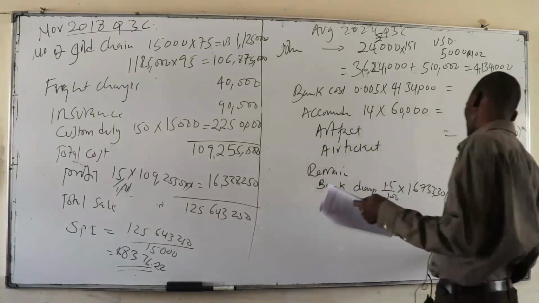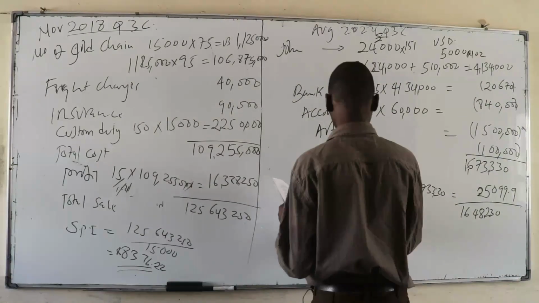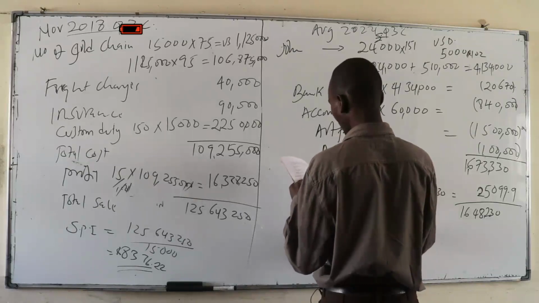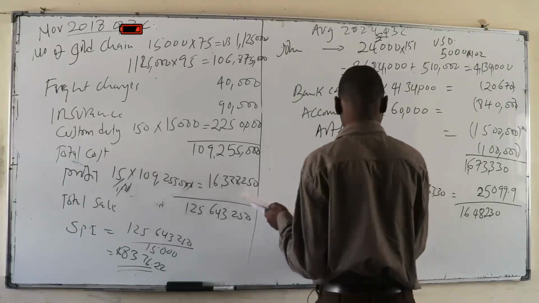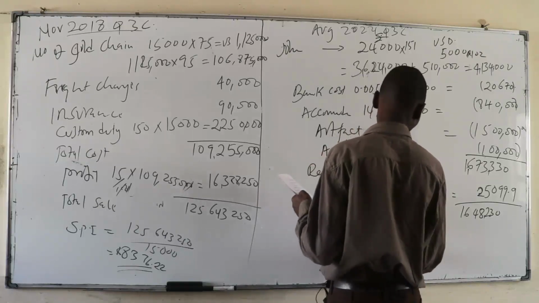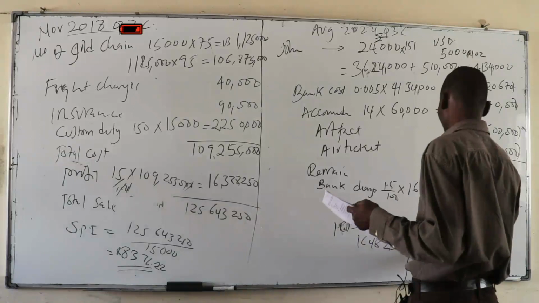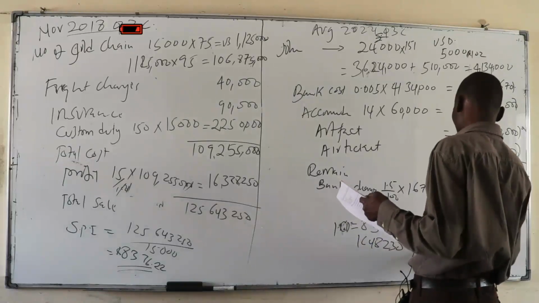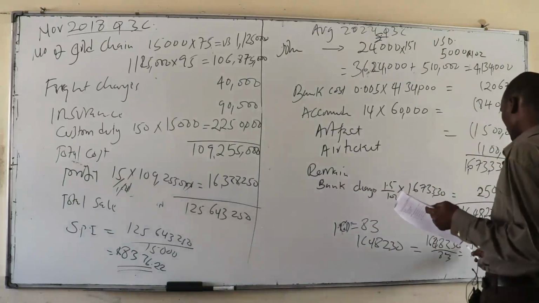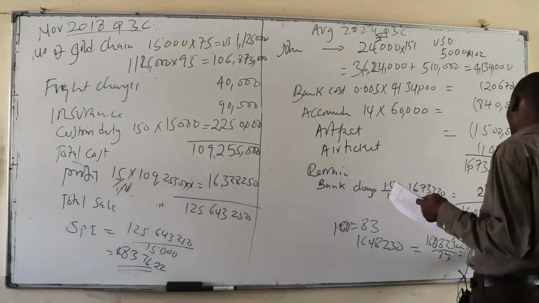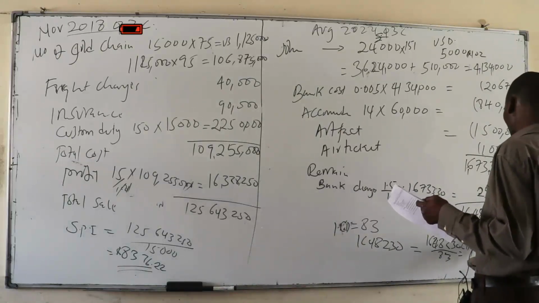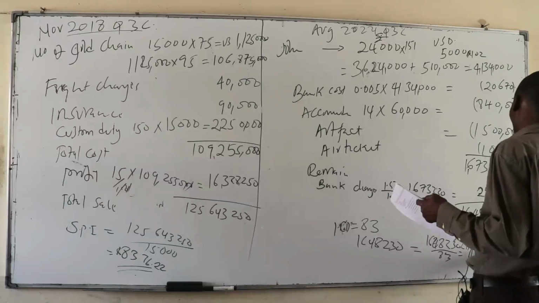Then this is Kenyan shillings, but 1 Canadian dollar is equivalent to how many Kenyan shillings? 83. So divide your money by 83. What about 1,648,230? How much did he leave with? 1,648,230 divided by 83 will be 19,858.